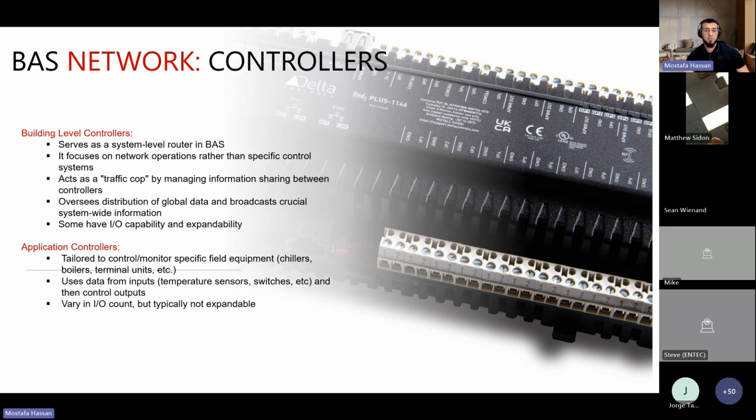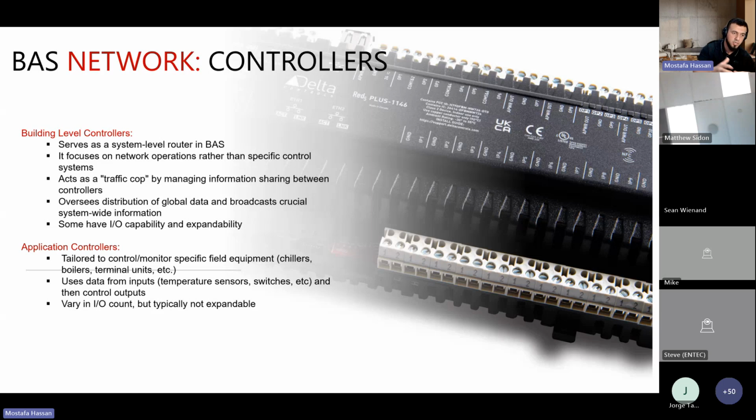Some distinctions between controller types, which we mentioned earlier: building level controllers, more supervisory, and application controllers. One is focused on just I/O capability and a specific function or system, like a fan coil unit. Another has some I/O capability depending on the size and what you need, but really acts as a traffic cop. It routes data between different devices. It can also act as a server. A lot of the programming and the sequencing happens on these levels.